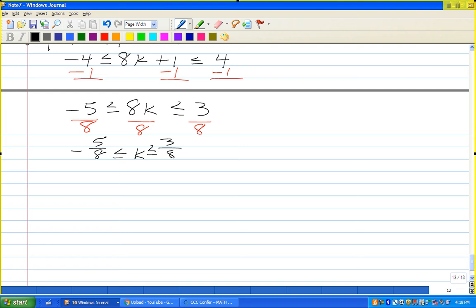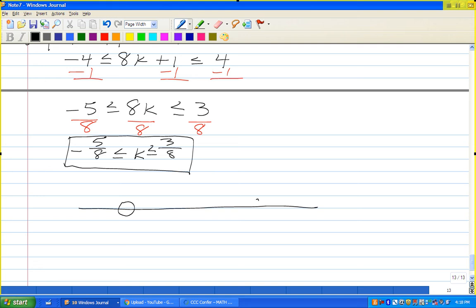So let me graph this. So I have here that k is between negative 5/8 and positive 3/8. So I include negative 5/8 and positive 3/8 and everything in between.